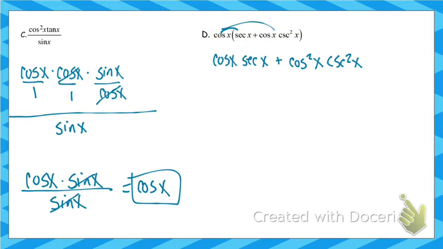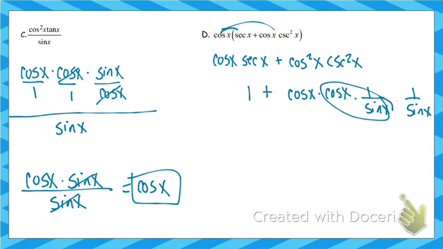Okay, so cosine times secant, that's 1. Then I have cosine squared times cosecant squared. So that's cosine times cosine times 1 over sine times 1 over sine. So nothing cancels out, but cosine over sine is cotangent. And then another cosine over sine is also a cotangent. So you get cotangent squared. And that's one of those Pythagorean identities that we have where 1 plus cotangent squared is cosecant squared.